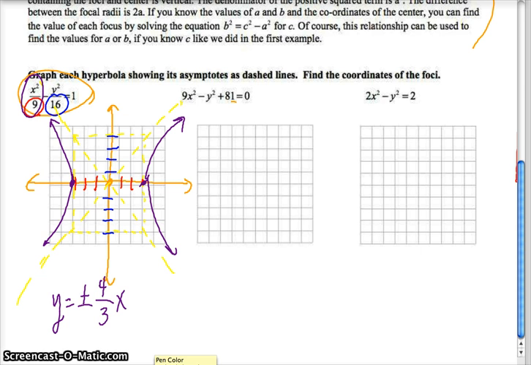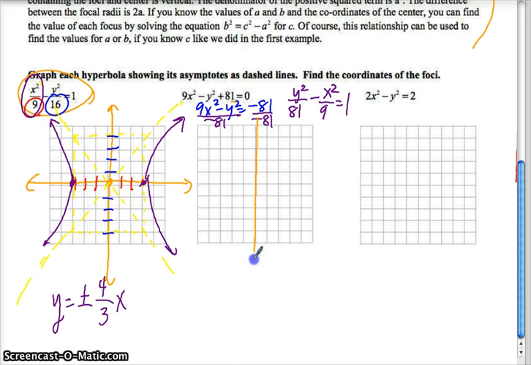Okay, the second one. I'm going to move my 81 to the other side. But when I move my 81 to the other side, it becomes negative. That's okay, we can handle that, except now we have to divide everything by negative 81, which makes my signs get reversed. So now my y squared is in front, because that's a positive, and my x squared is second. So be careful there.